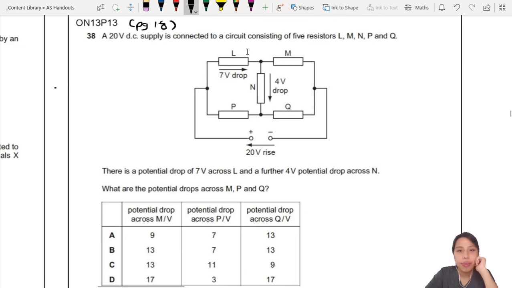So here you have a DC supply connected to a circuit, 5 resistors. Potential drop, whatever is given, it's already written there. What are the potential drops across M, P, and Q? Ooh, try to solve this puzzle. It's like those Sudoku puzzles. They give you a few numbers, you have to find the rest. It is possible. Hint, use Kirchhoff's law to draw loops if you can. Okay, give yourself some time to try this one out, 2 minutes or something like that. Okay, pause the video.